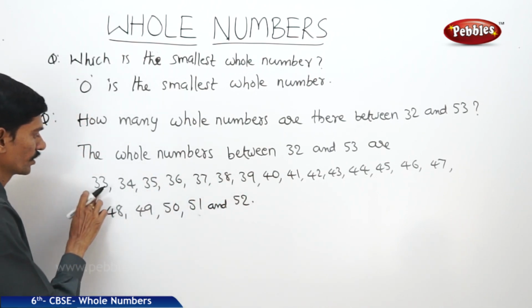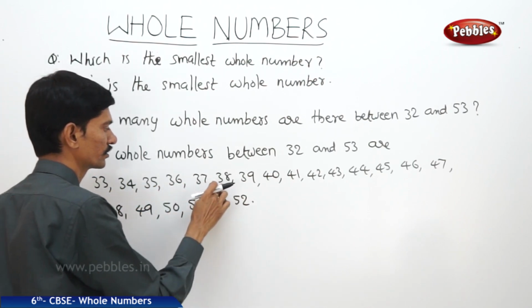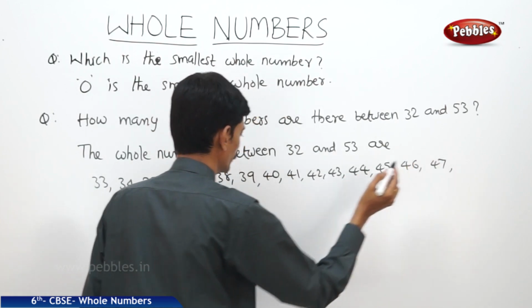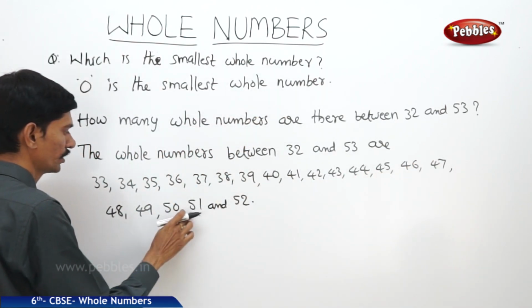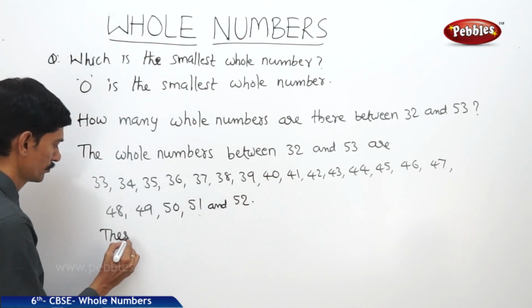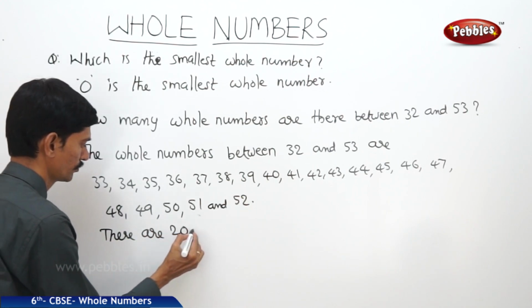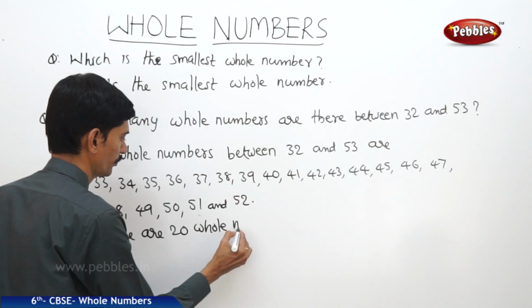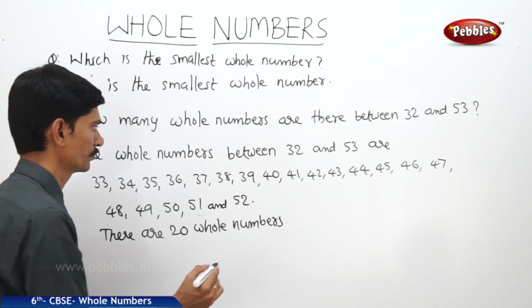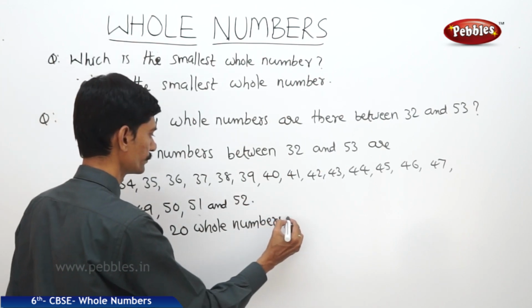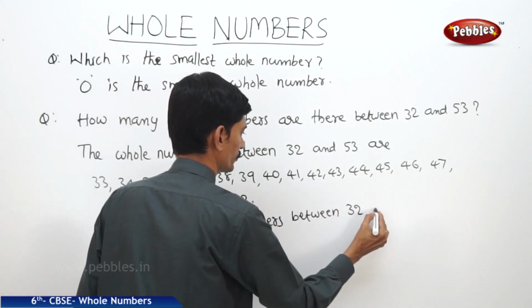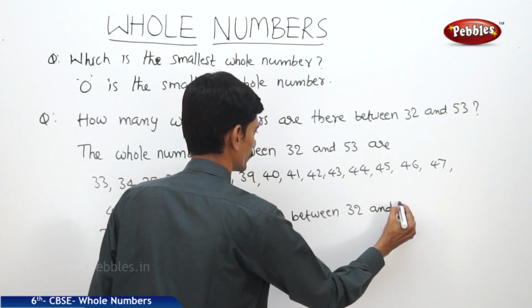Now how many are there? 1, 2, 3, 4, 5, 6, 7, 8, 9, 10, 11, 12, 13, 14, 15, 16, 17, 18, 19, 20. So there are 20 whole numbers between 32 and 53.